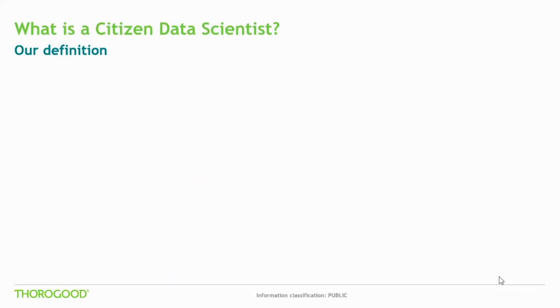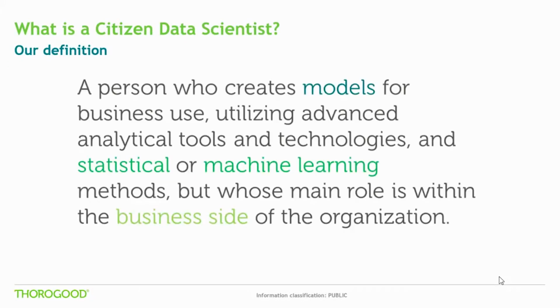So what do we mean by a citizen data scientist? The term was first used by Gartner in 2015, and there are a number of definitions, but we prefer a person who creates models for business use, utilizing advanced analytic tools and technologies, and statistical or machine learning methods, but whose main role is within the business side of the organization. Traditionally, hiring data scientists is expensive. It could also take time for them to understand the business drivers. The relative cost of training citizen data scientists can be lower compared to hiring an external team, and business functions can prioritize the ideas where they see the highest potential value and quickly identify where their hunches are accurate.